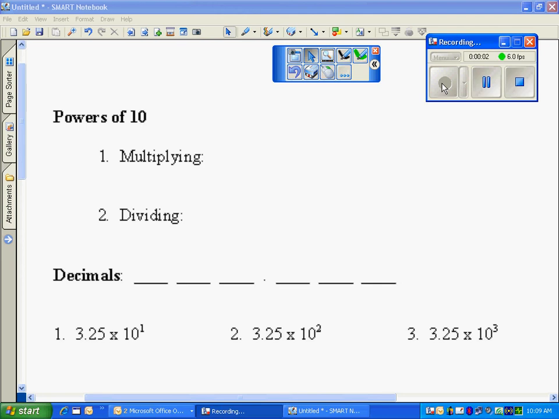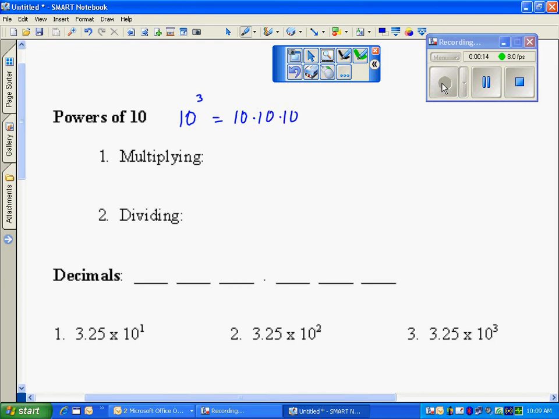When we look at powers of 10, what we're talking about is my base is 10, and I have a power or an exponent. An exponent just means repeated multiplication. And if I multiply 10 by 10, or 10 times 10 is 100, times another 10 is 1,000.